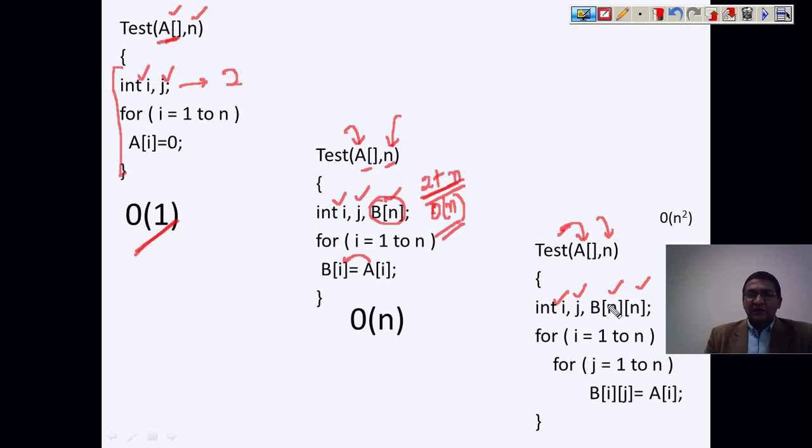So here our main concern is to identify what is the space we are using to get our tasks done. So to get this logic done, we need to declare a space for I, j, and then we also have to declare the space for this array b, which is initialized inside this body. So here we need actually 2 plus n square, that is nothing but it is big O of n square.